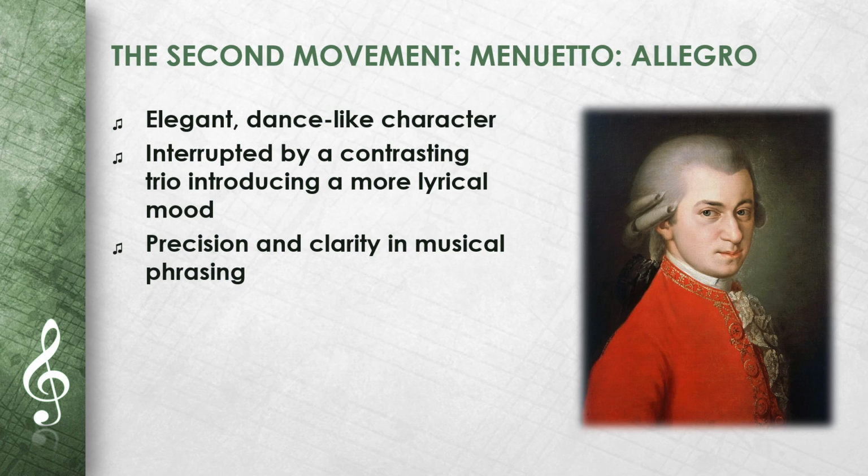The Menuetto, Allegro, is another example of Mozart's mastery of traditional forms. This movement has an elegant, dance-like character, interrupted by a contrasting trio that introduces a more lyrical and intimate mood. The precision and clarity of musical phrasing in this movement are typical of Mozart's style.